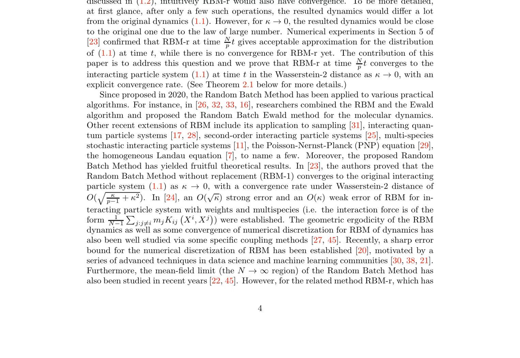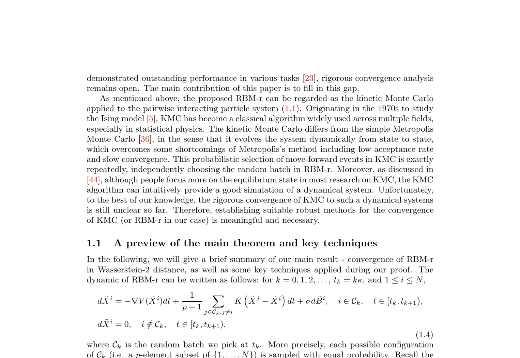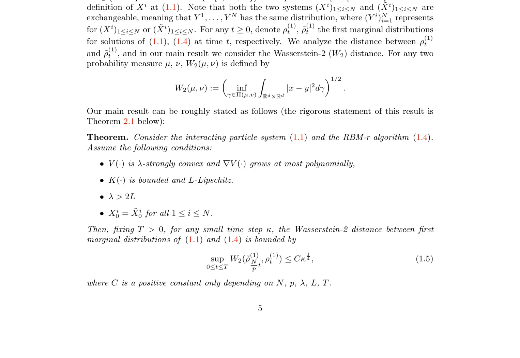The authors establish the convergence of the random batch method with replacement, RBM-r, algorithm to interacting particle systems, IPS, in Wasserstein-2 distance, under certain conditions on the potential function V and interaction kernel K. The main result, stated in Theorem 2.1, bounds the Wasserstein-2 distance between the first marginal distributions of the IPS and RBM-r by C kappa^(1/4), where C is a constant depending on the system parameters and kappa is the time step.